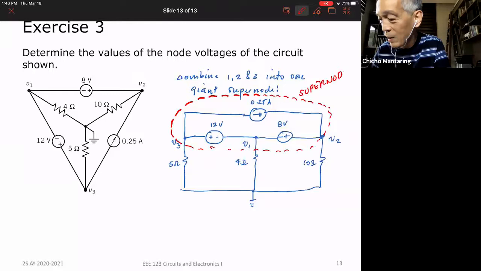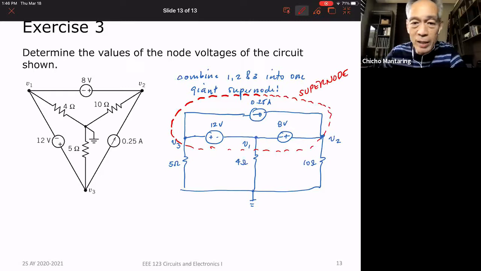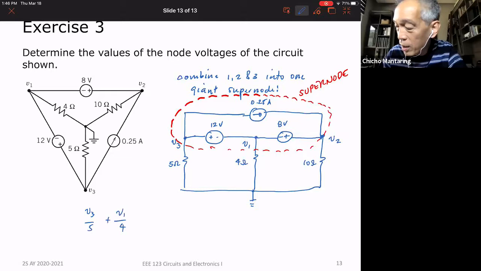Remember what we said about the super node? We don't even have to know what's inside. Basta lahat ng currents moving away from the node would be equal to zero. So this current plus this current plus this current will be equal to zero. So what is the expression for my super node? What is this current? This current is V3 over 5. What is this current? That's plus V1 over 4. What is this current? Plus V2 over 10 is equal to 0.